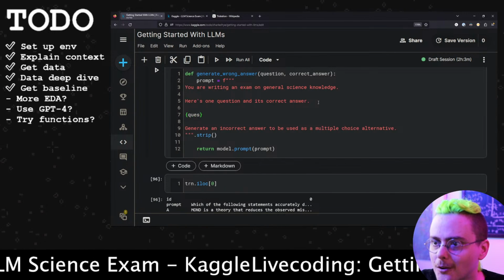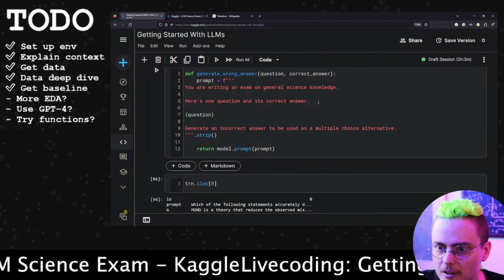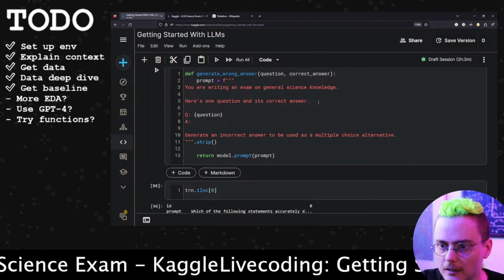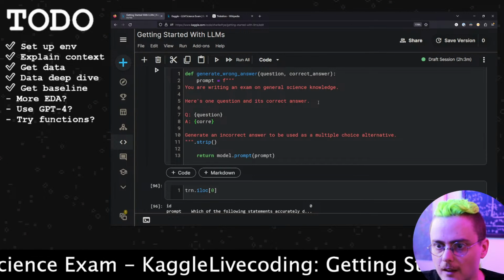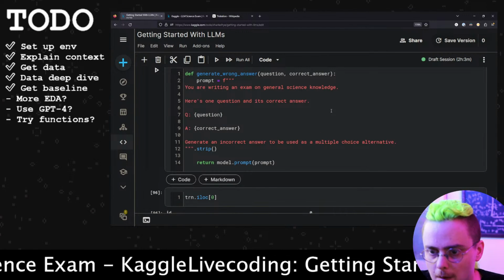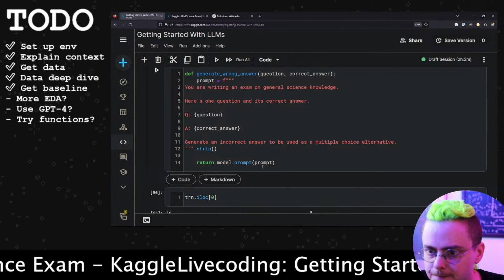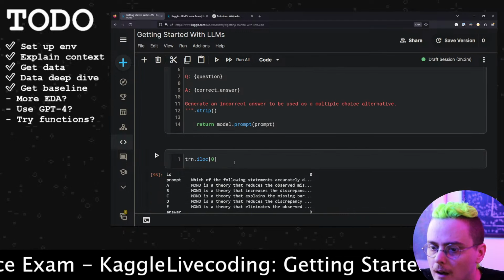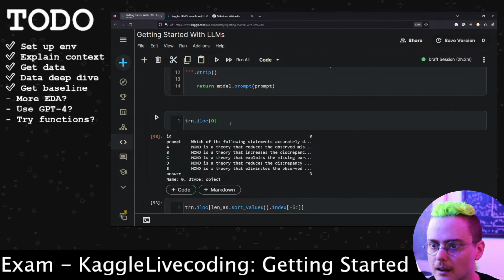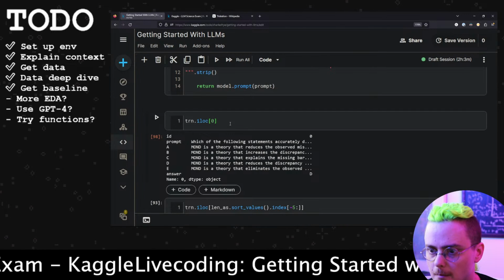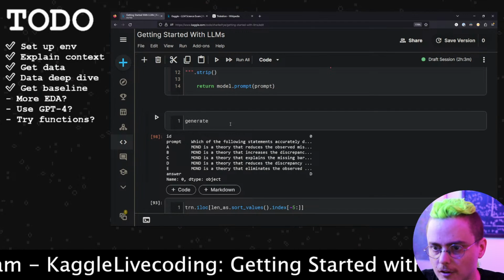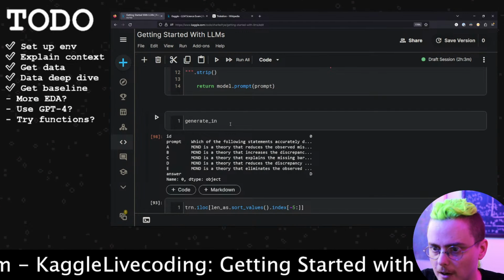Yeah, so we want question Q, answer A, and then correct answer. Maybe put a space between them. All right, so let's see if we can actually make a good example. So generate incorrect answer.